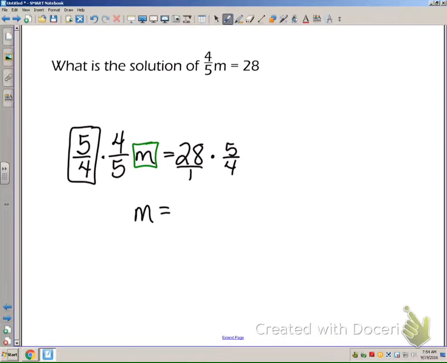Okay? So I know I'm going to simplify a little bit here: 4 goes into 28 7 times. 7 times 5 is 35. And 1 times 1 is 1, so m equals 35. I can double check myself. 4/5 of 35 is 28. You can type it in the calculator or you can do it by hand.